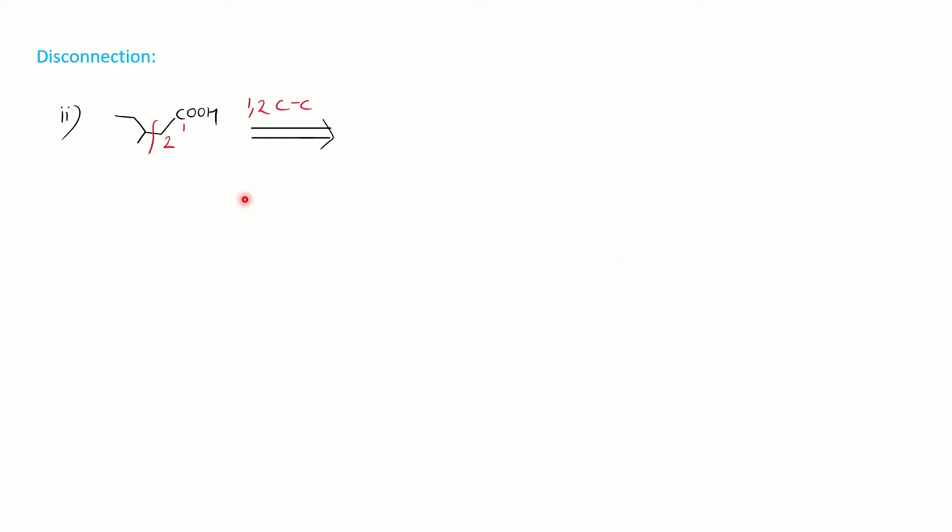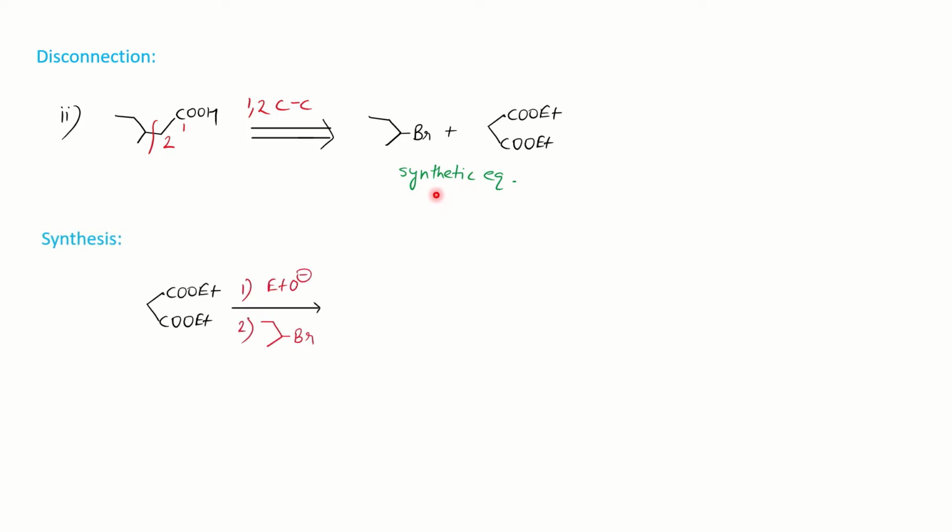The next molecule has only one functional group, a carboxylic acid, COOH. So we can apply the 1,2-CC disconnection. Here again is a carbon-carbon disconnection: one carbon will get a positive charge, stabilized by a negative species, and the other will get a negative charge, stabilized by a positive species, that is hydrogen. So this is a malonic ester, and you have an alkyl halide as synthetic equivalents. You can use these two to synthesize your target molecule.